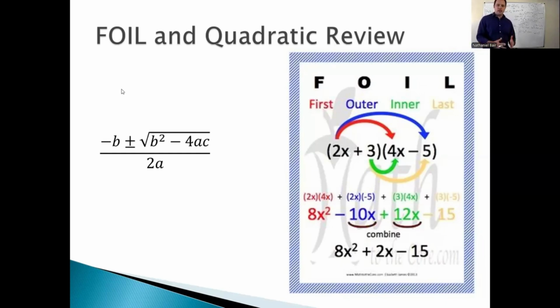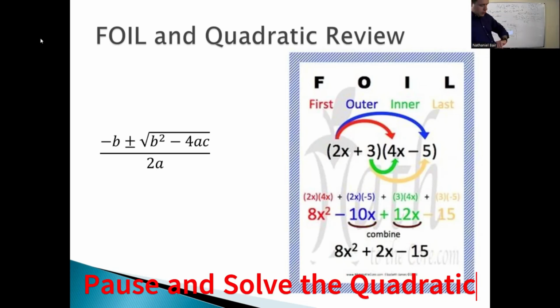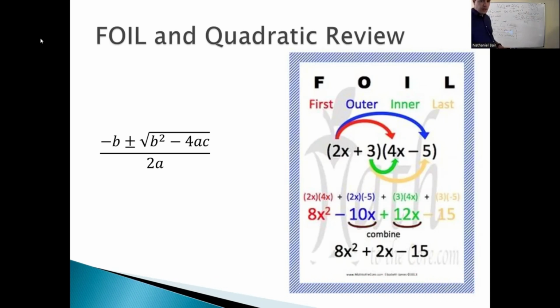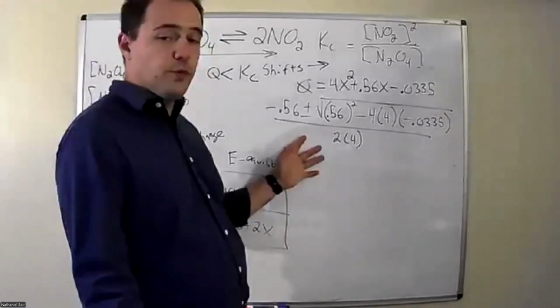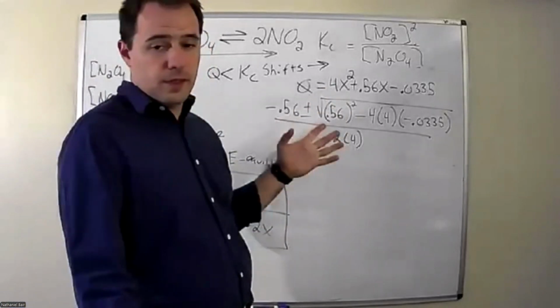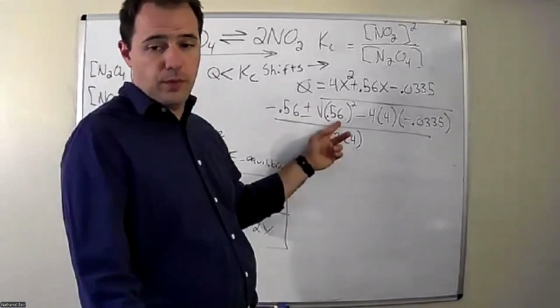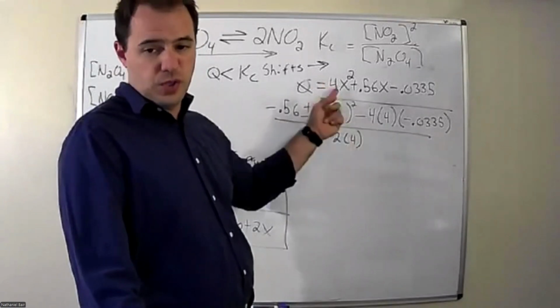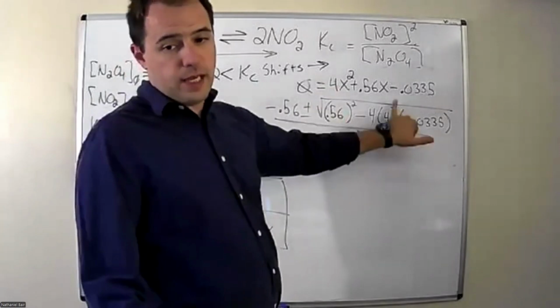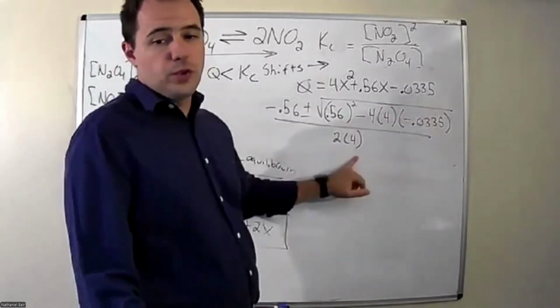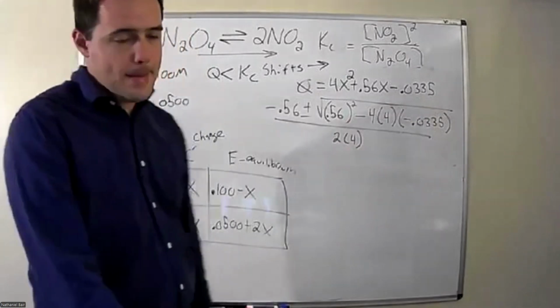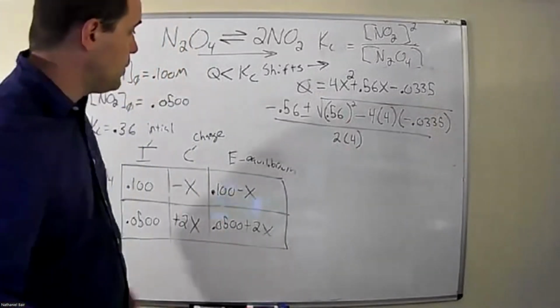Try to plug in what we just got and solve for x. The worst thing that could happen is you could get it wrong, and I'll walk you through the correct solution. So I'm actually going to erase all this, so you can check your steps as you go. This is what it should look like once you plugged it in. Negative 0.56, that's negative b, plus or minus the square root of b squared, 0.56 squared, minus 4 times a, which is also 4, times c. Watch out, it's negative 0.0335, all over 2a, so that's 2 times 4. Okay. Keep going, folks.